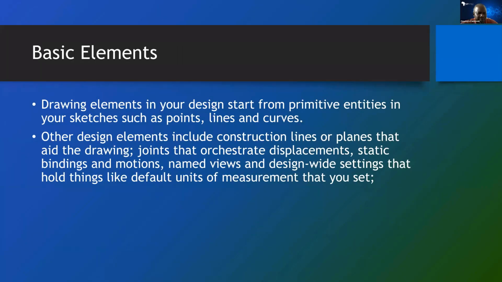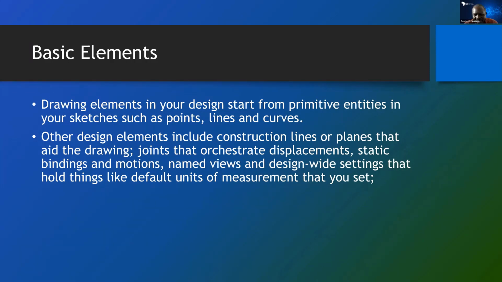Basic elements. Drawing elements in your design start from primitive entities in your sketches, such as points, lines, curves, and combinations of these. Other design elements include construction lines or points or planes that aid the drawing. Those construction lines are not part of the drawing, they are just aiding the drawing. And because of that, we will distinguish between construction lines and ordinary lines.